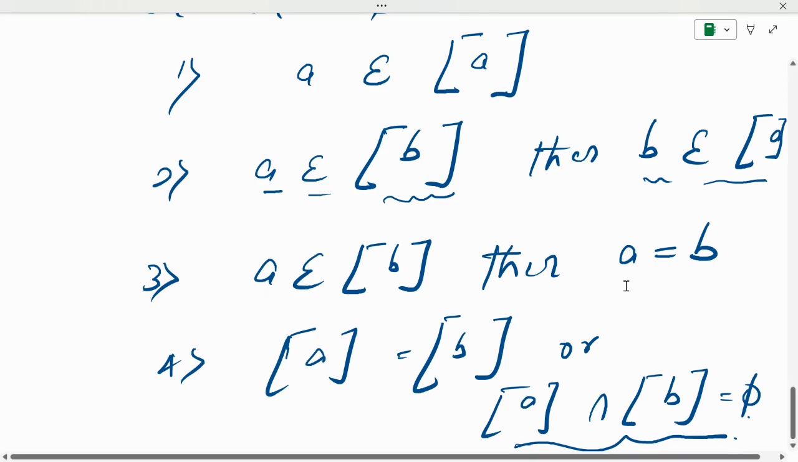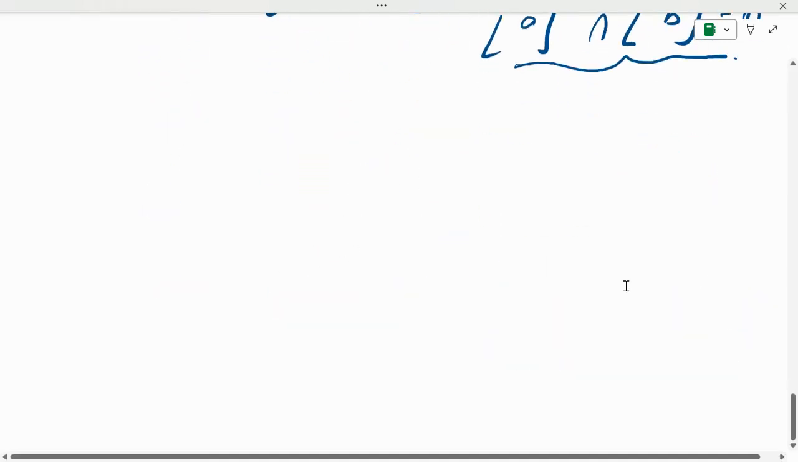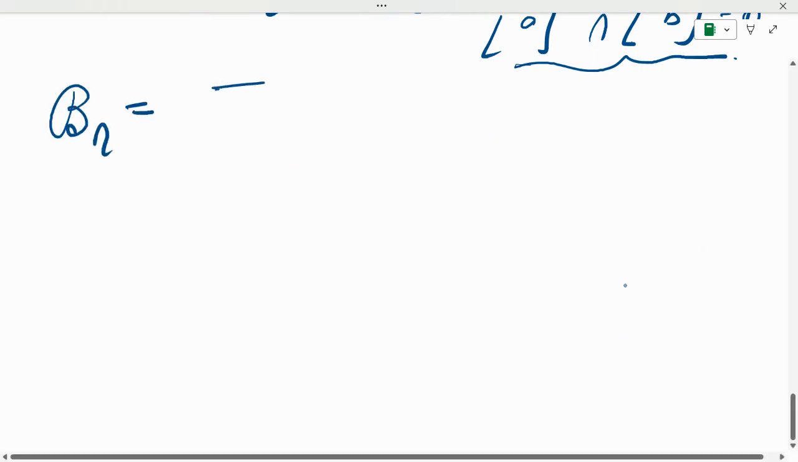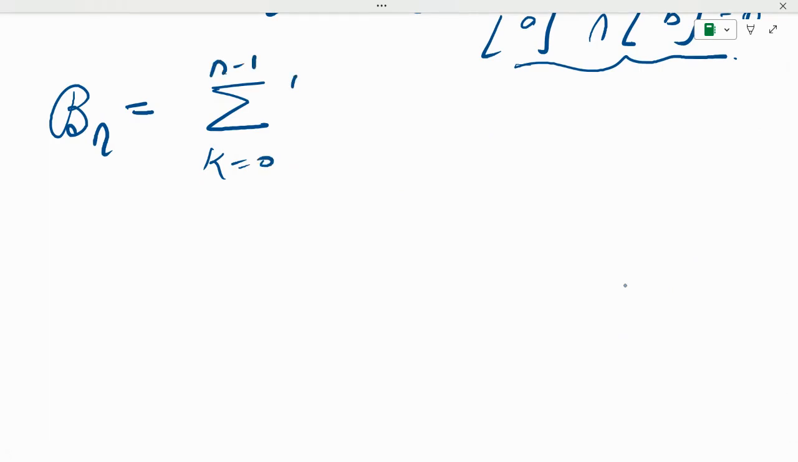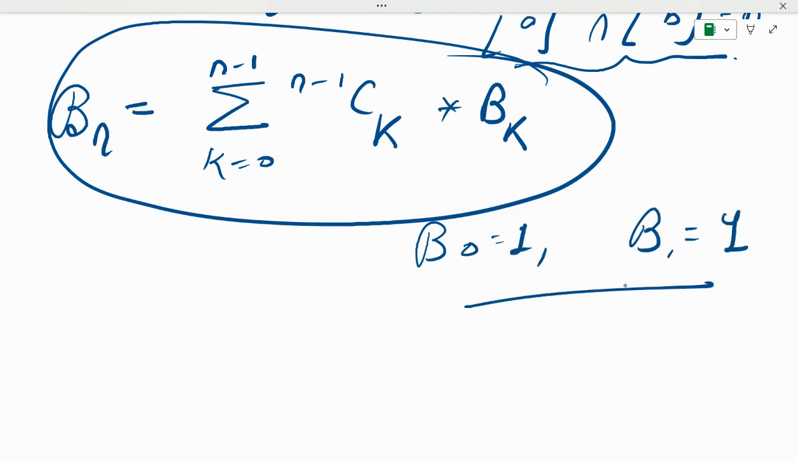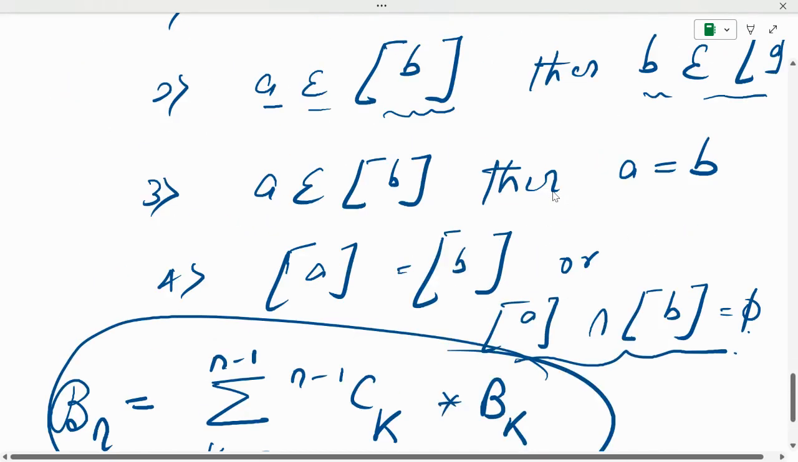An important thing to note is the Bell number, which is used to calculate the number of equivalence relations on A, or the number of partitions on A, and it is given as Bn equal to the sum from k equal to 0 to n minus 1 of (n minus 1) Ck into Bk. And B0 is equal to 1 and B1 is equal to 1. So this is how you calculate the number of equivalence relations.